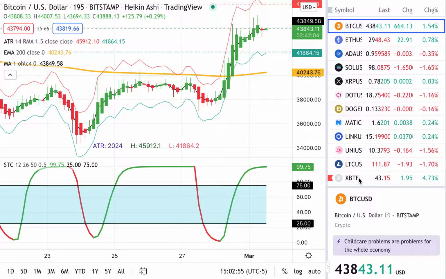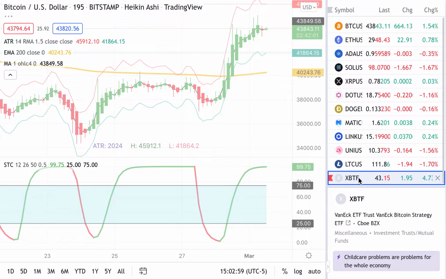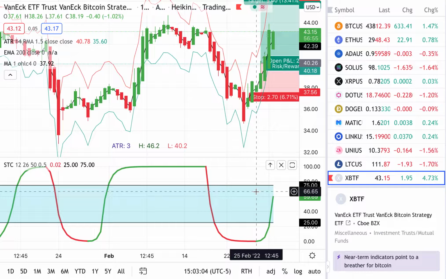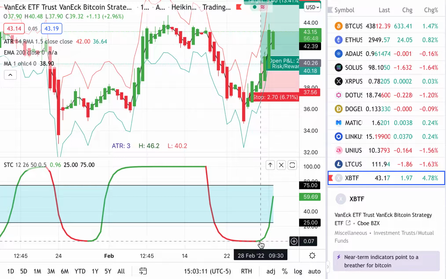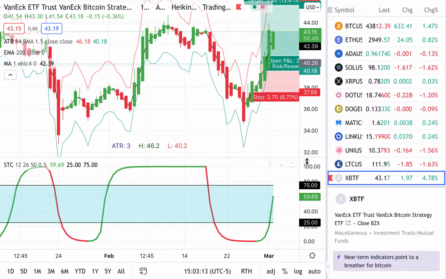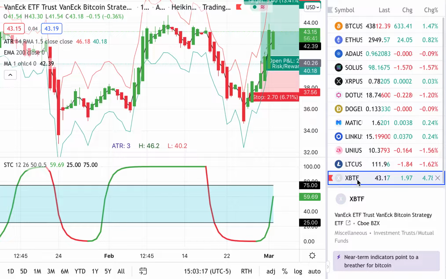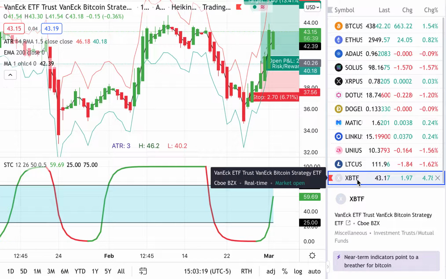I've been using this 195-minute chart, which is what you see before you. And I jumped in this last week when an opportunity presented itself on this going from red to green on the 195-minute chart. Now, I will tell you, this is XBTF. This is the Van Eck Bitcoin Strategy ETF. You can see it right there. It is the futures ETF for Bitcoin.